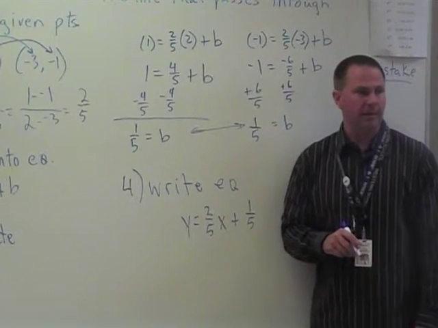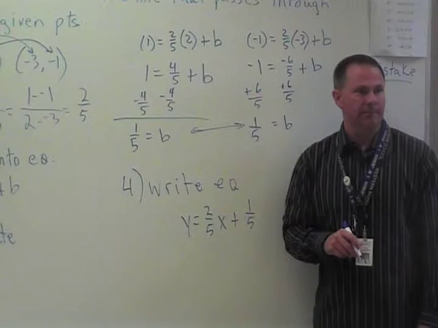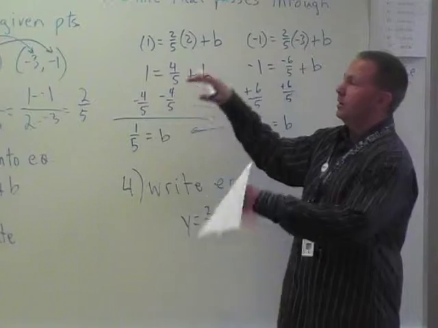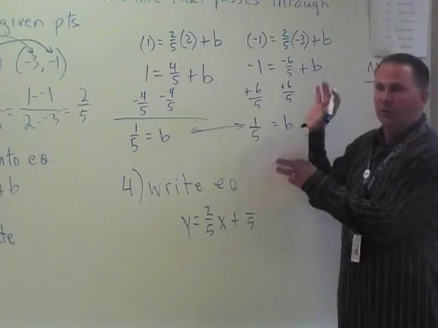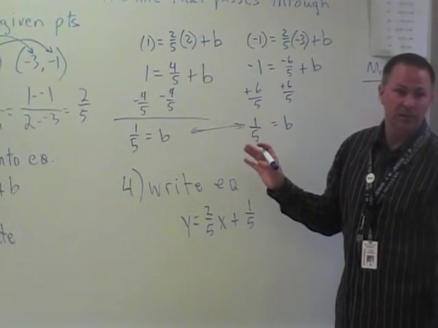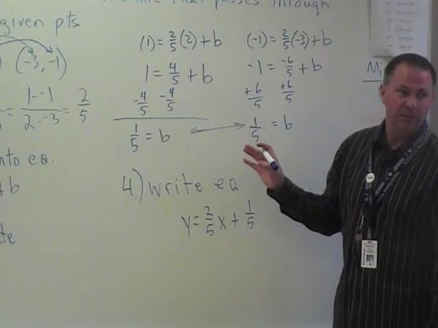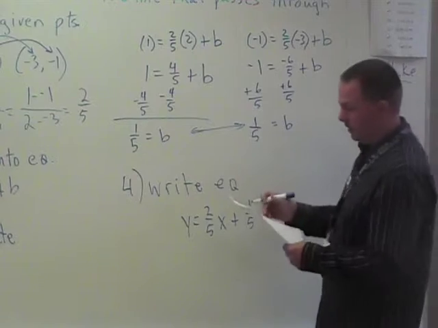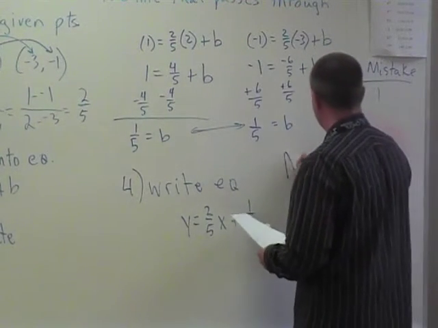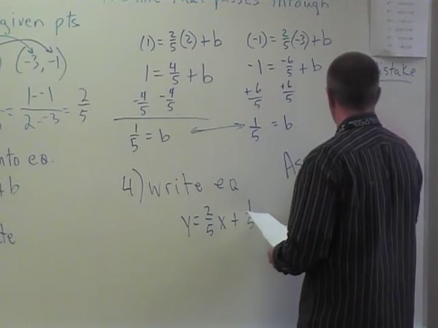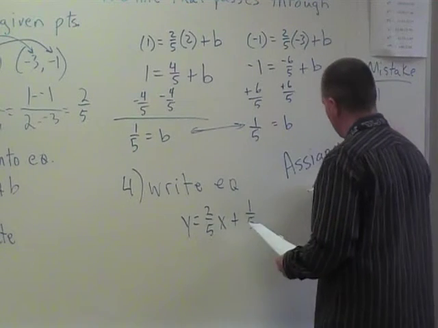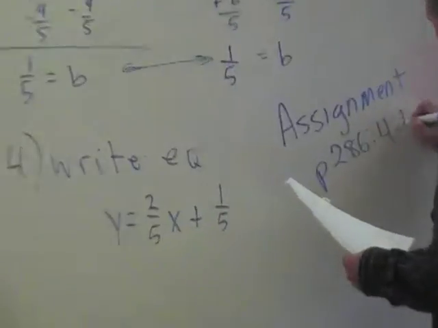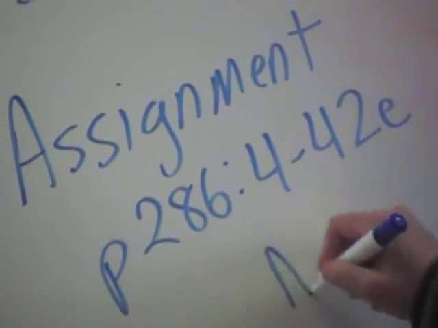You think you can do that? Yeah. I know that's quick. Here's the point, guys. Don't forget how to do this. You're going to be doing it more than just today. Okay? All right. Your assignment: page 286, 4 to 42 evens, and the mixed review evens.